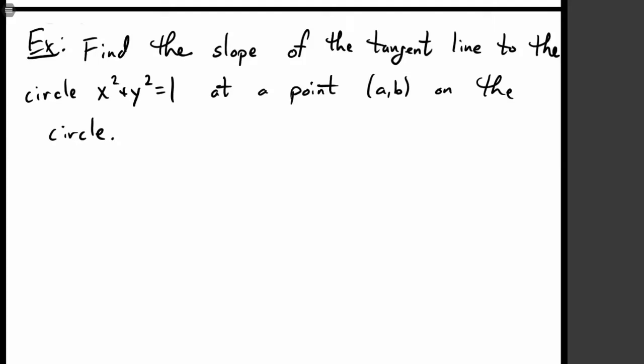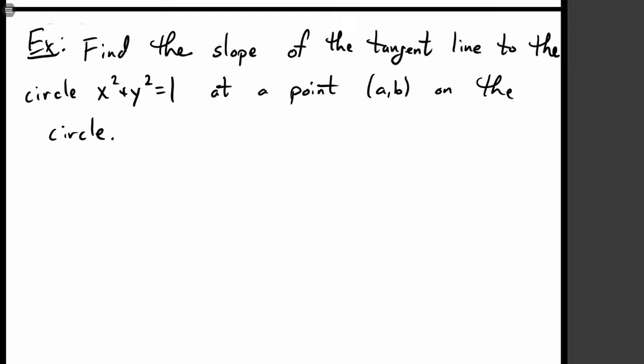Let's observe this problem here. We want to find the slope of the tangent line to the circle x squared plus y squared equals 1 at some generic point (a, b) on the circle. So basically what I want to come up with is a formula for the slope of the tangent line for any point on the circle. Right? So how do we go about this?